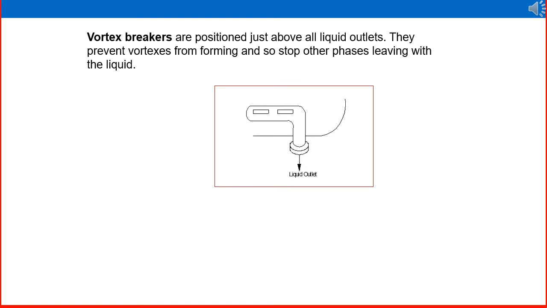Vortex breaker is another type of separator internal, positioned just above the liquid outlet. They prevent vortexes from forming and so stop other phases leaving with the liquid. It helps maintain a proper level in the liquid section, so the liquid does not suddenly drop in level. It maintains the level and a smooth flow in the liquid line.